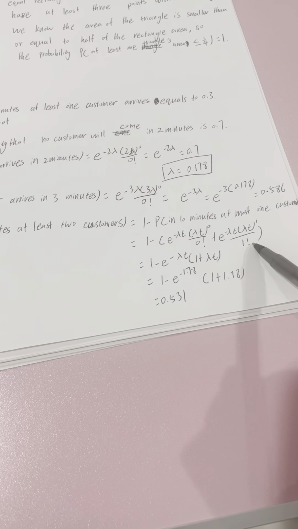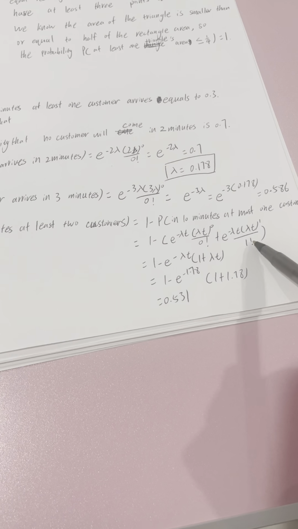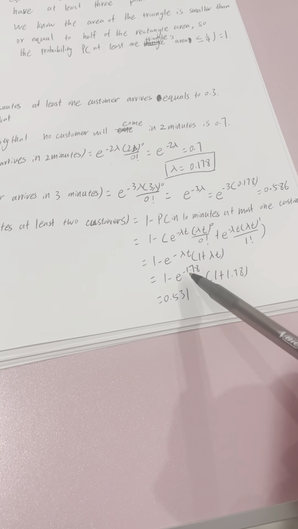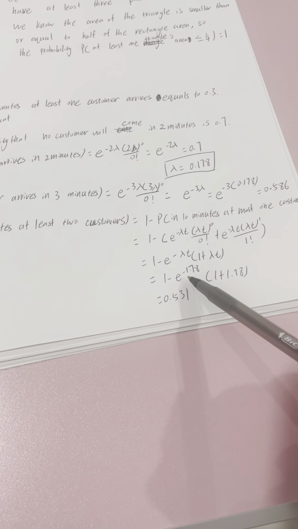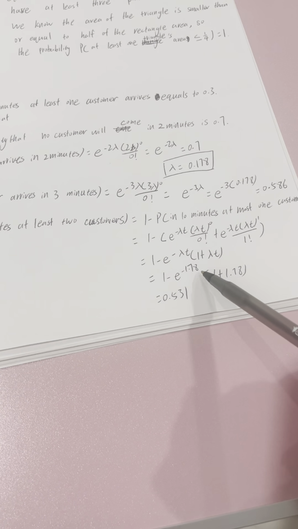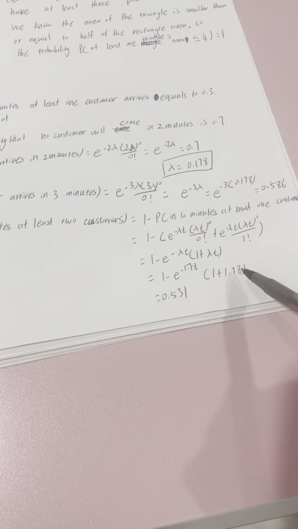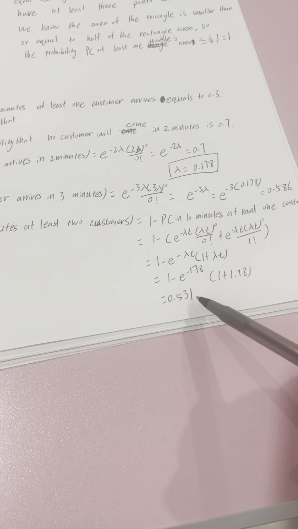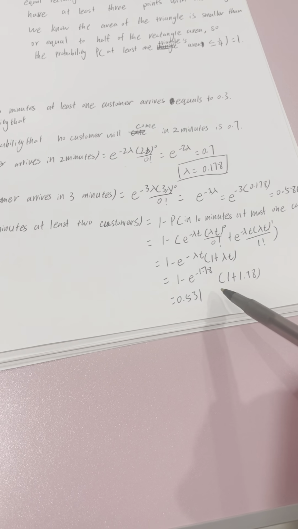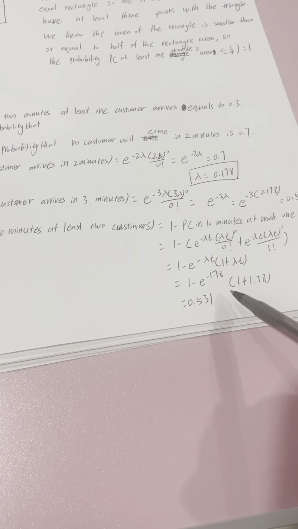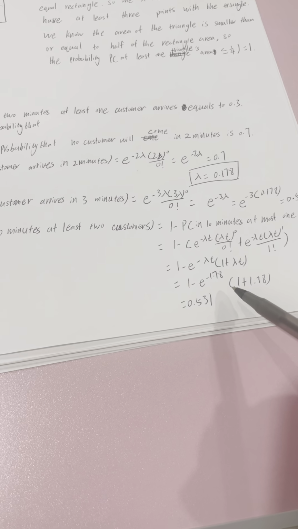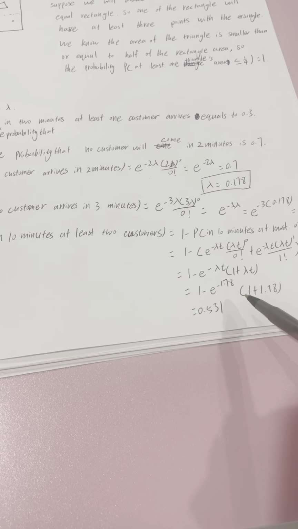power over 1 factorial. And we simplify the equation and we get 1 minus e to the negative 1.78 times 1 plus 1.78, and we get 0.531. This is the probability that in 10 minutes at least 2 customers will come.